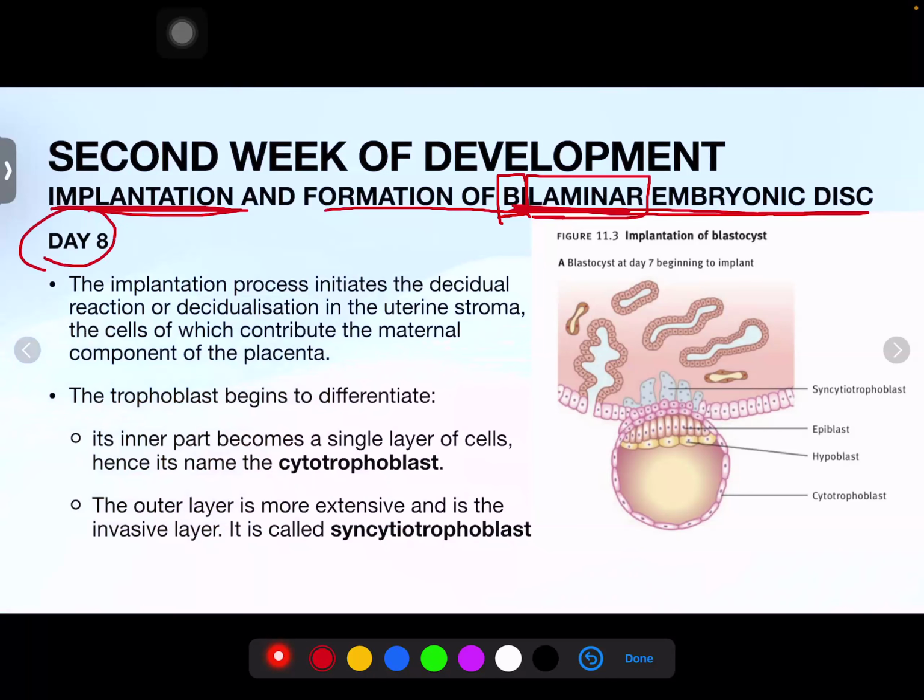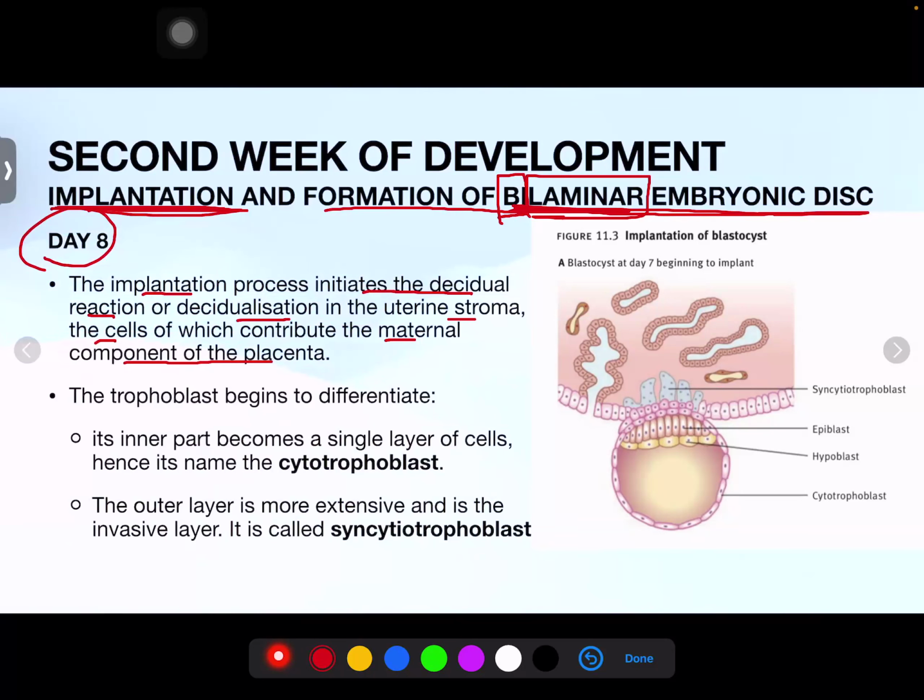Now starting from day 8, you can say the implantation process initiates the decidual reaction or decidualization in the uterine stroma, the cells of which contribute the maternal component of the placenta. Okay, so there would be 2 components of the placenta. One would be the fetal component, the other would be the maternal component.